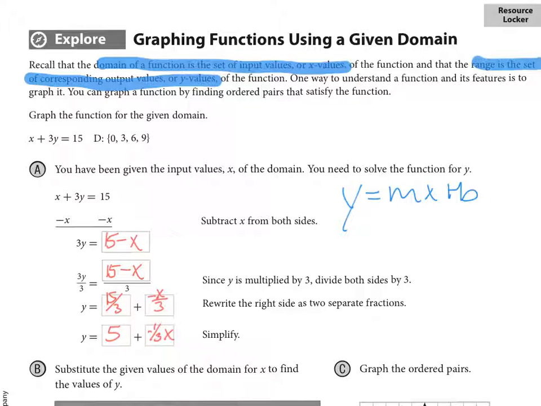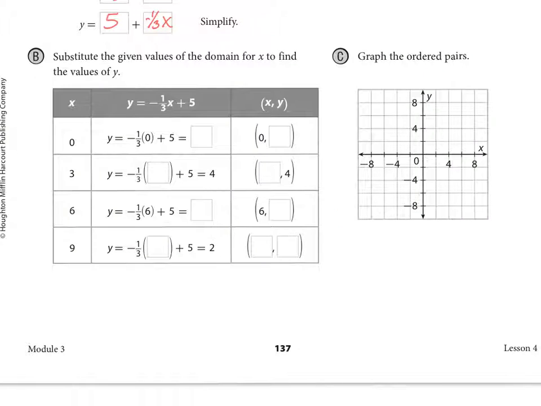So now we have our function written in slope-intercept form, y equals mx plus b. We just have reverse order here. As you can see, they have the function here, y equals negative 1/3 x plus 5, whereas we had it reversed, still the same thing, just in a different way. So now we take our domain values that were given to us at the beginning, the first one being 0. So we plug 0 in for x, which is what they've done right here. And we go ahead and simplify. Anything times 0 is 0, 0 plus 5 is 5. So we end up with the point (0, 5).